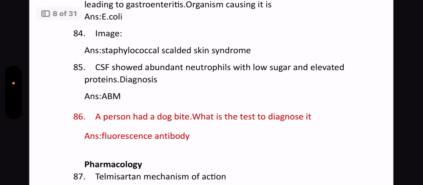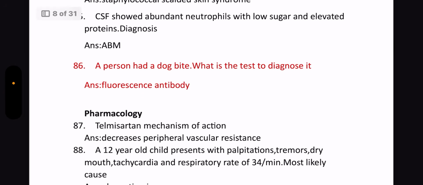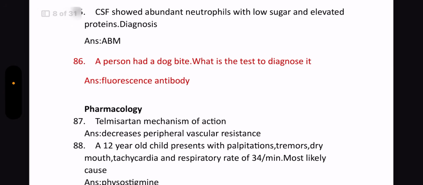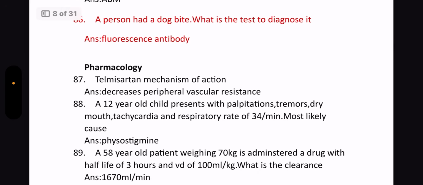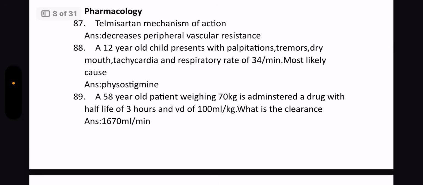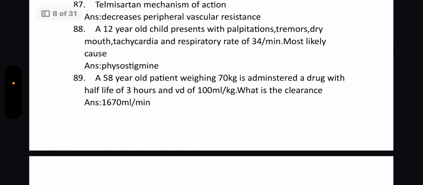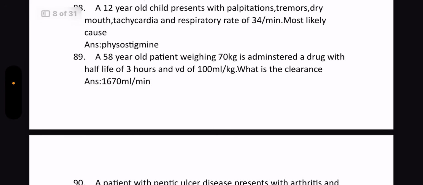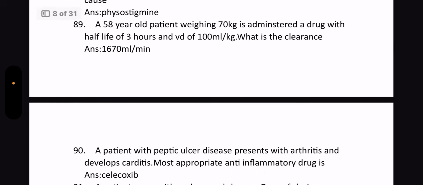Next, image-based question, staphylococcal scalded skin syndrome. Next, CSF showed abundant neutrophils with low sugar and elevated proteins. Diagnosis is acute bacterial meningitis. Next, a person had a dog bite. What is the test to diagnose it? Answer, fluorescent antibody. Next, pharmacology, tell me certain mechanism of action. Decreased peripheral vascular resistance. Next, a 12-year-old child presents with palpitation, tremors, dry mouth, tachycardia and respiratory rate of 34 per minute. Most likely cause is physostigmine.